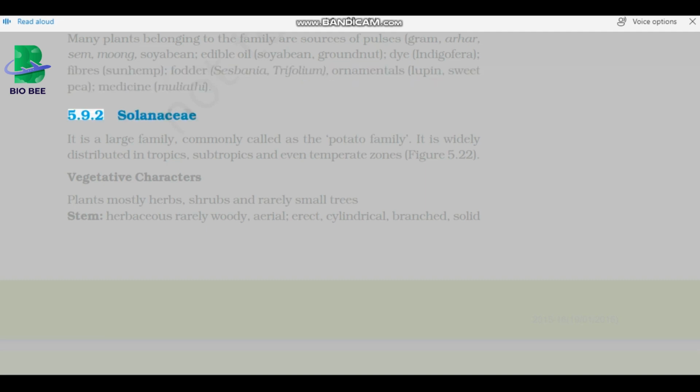Solanaceae. It is a large family, commonly called as the potato family. It is widely distributed in tropics, subtropics, and even temperate zones. Figure 5.22. Vegetative characters. Plants mostly herbs, shrubs and rarely small trees, stem herbaceous rarely woody, aerial, erect, cylindrical, branched, solid.